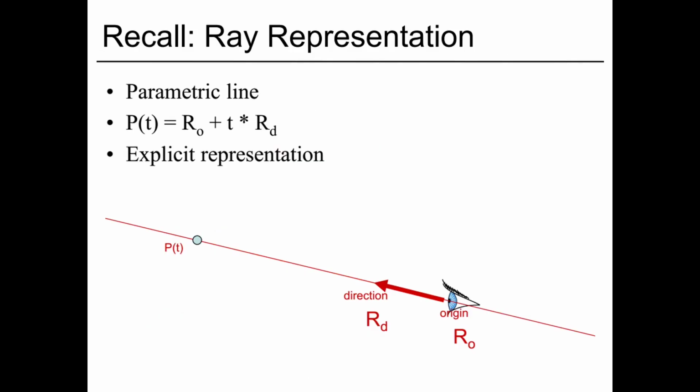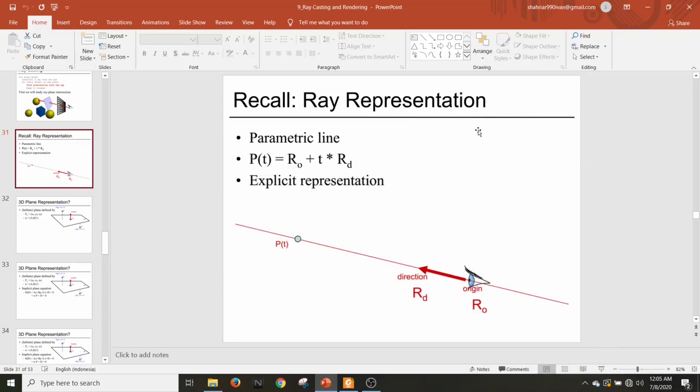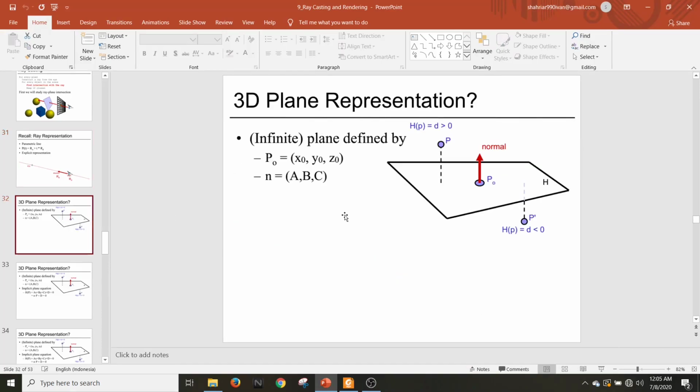Before, we have seen that the parametric line equation was defined as R(t) equals R0 plus t RD, where RD was the unit vector along the direction of the ray, and R0 was the origin point. This ray representation was an explicit representation. Now we are trying to find a representation of a 3D plane. An infinite plane can be defined using a central point that lies on it. In this case, we are defining it as P0 equals (x0, y0, z0), and the normal vector as n equals (a, b, c), the three components that describe this vector. These are the two quantities that we need to define a plane.